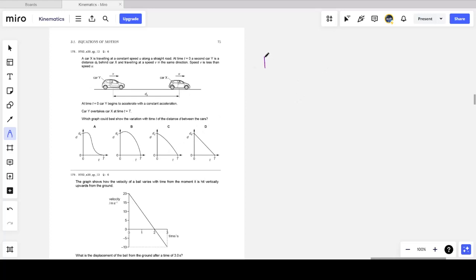So I'm going to just draw some very poor diagrams of cars. Believe it or not, this is a car. This is car Y. And it's initially moving to the right with speed v.